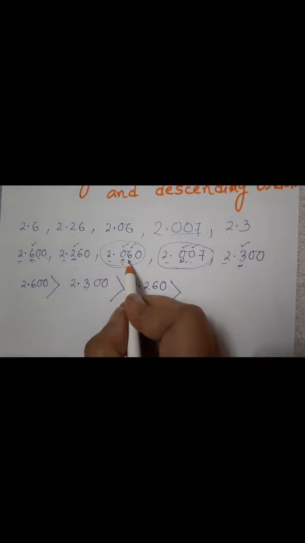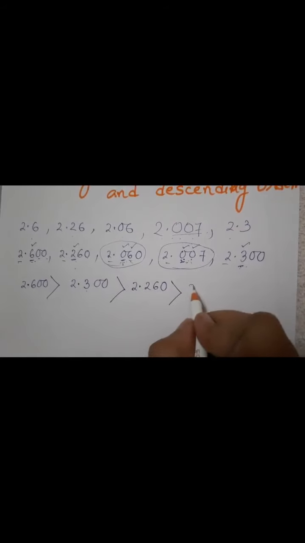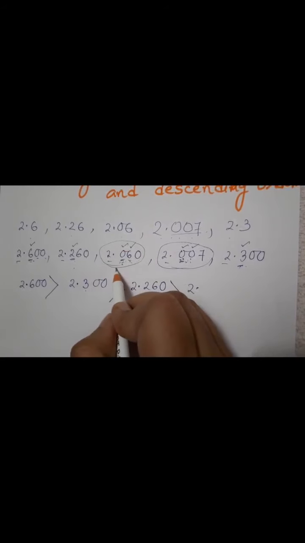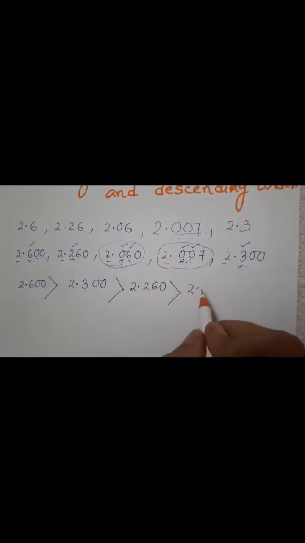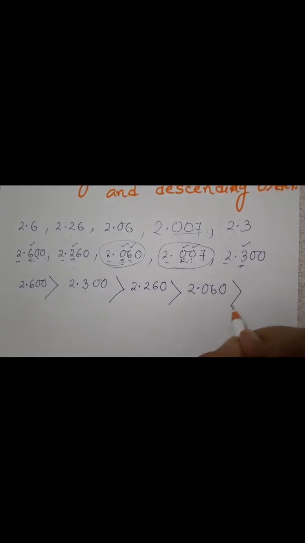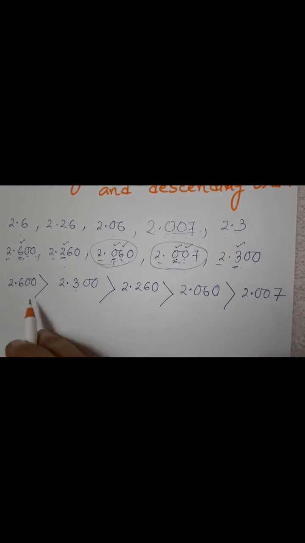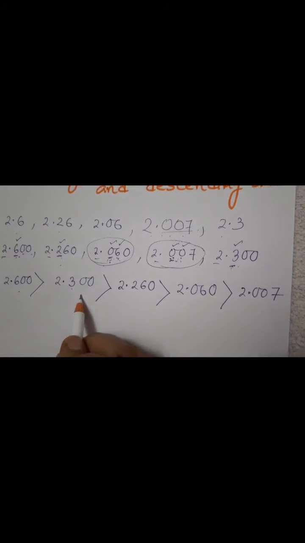As you can see, the hundredth digit of this one is greater than this. So we can write very easily that this decimal number is greater than this decimal number. That means 2.060 is greater than 2.007. So this is our first, this is greater, then this, then this, then this, then this.